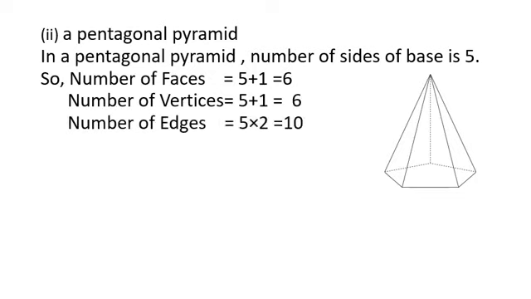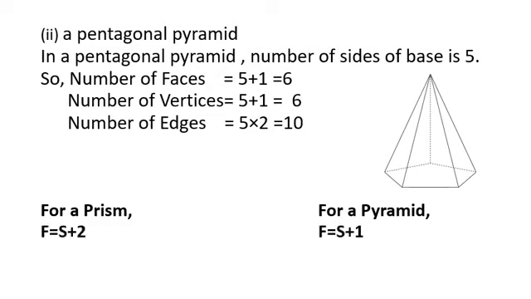Number of edges, you are supposed to multiply the number of sides of the base by 2, that will give you 5 into 2, 10. So for a prism, F is equal to S plus 2, where S is the number of sides of the base.